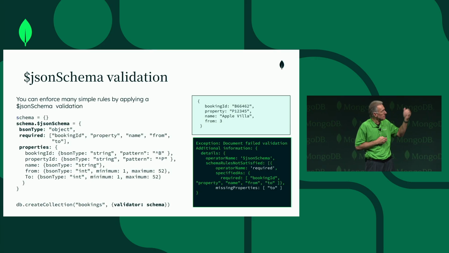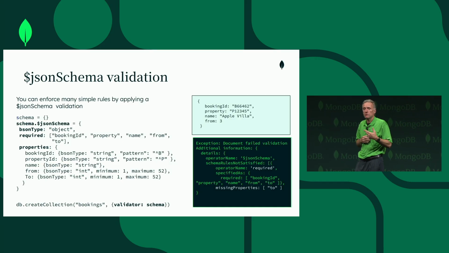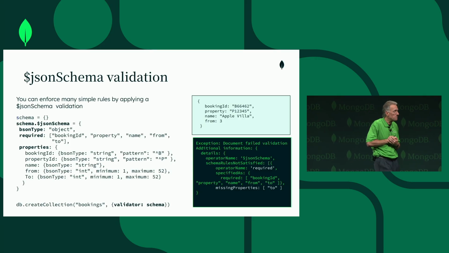You would list the required properties. For example, for each of these properties, you can say the type that's expected, a range of values, or expected type of values with a regular expression. And then you attach this validator at the end.